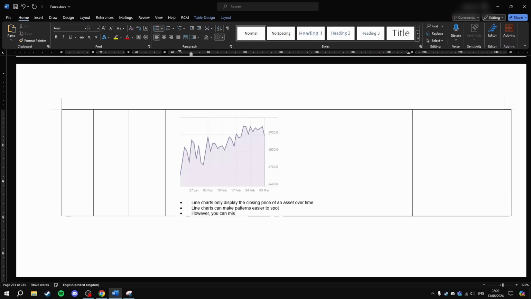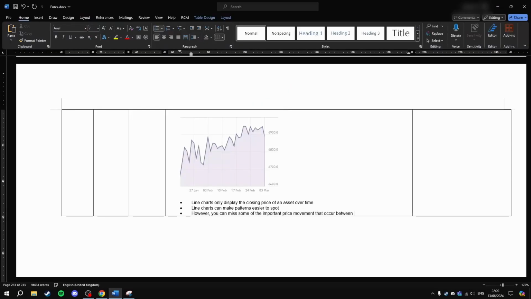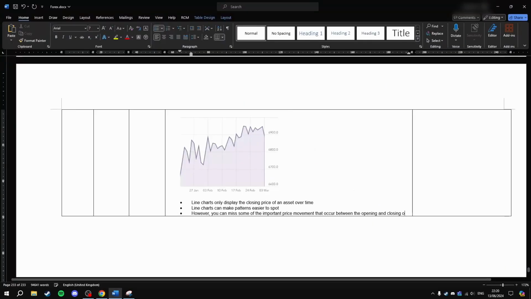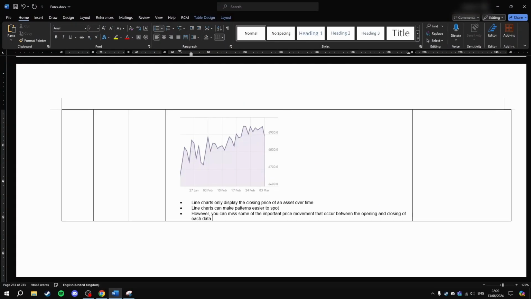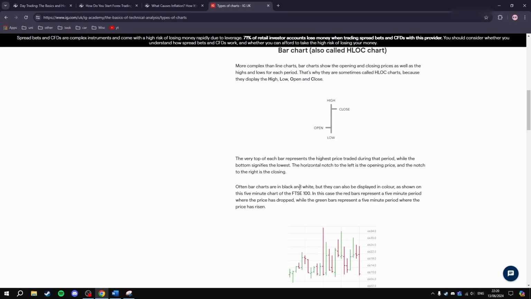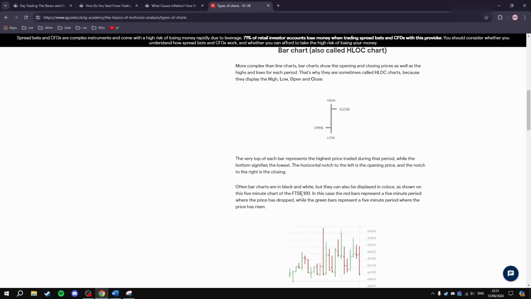However, you can miss some of the important price movements that occur between the opening and closing of each data point. Bar chart, also called HLOC charts. More complex than line charts, bar charts show the opening and closing prices as well as the highs and lows for each period.